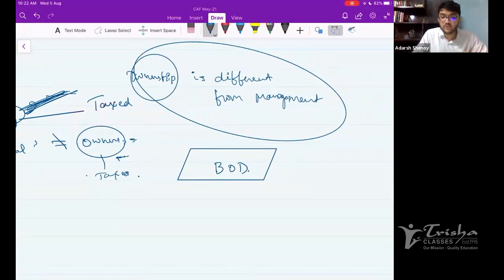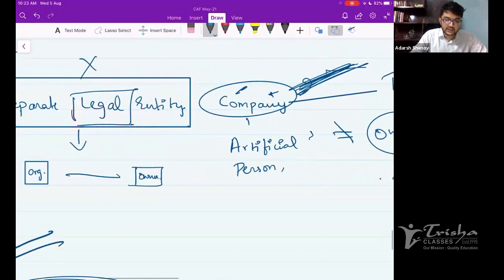because they don't get involved in executing the decisions and all that. They might have a say in some important decisions, but at the end of the day, the board of directors are the ones who take decisions, who execute the decisions and all that. So the owners are not held responsible because of the separate legal entity concept.